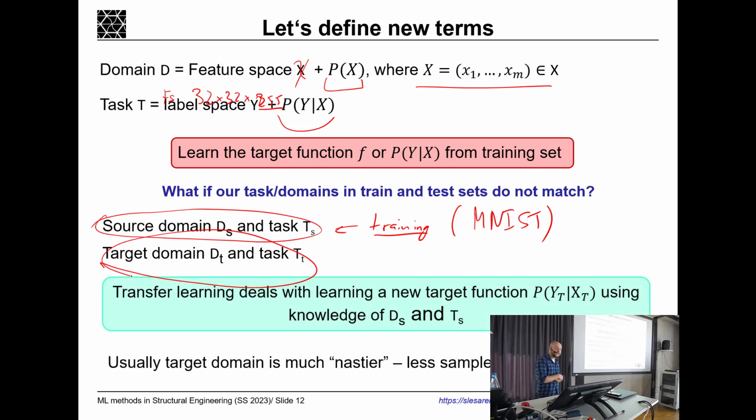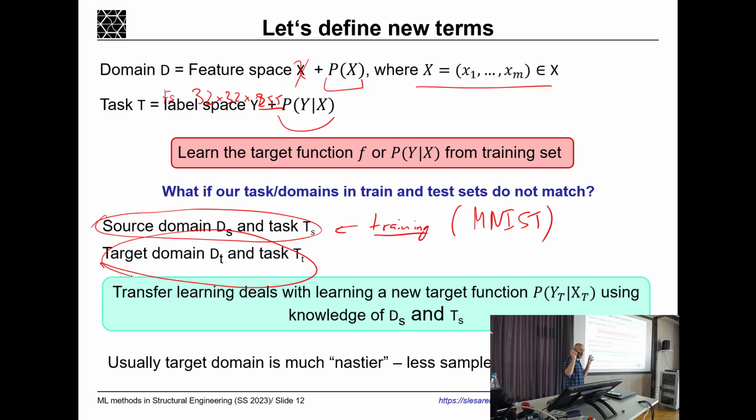Transfer learning deals with learning a new target function, applied to the target domain, using knowledge of the source domain and source task. Again, this is more or less a formal definition. And why are we usually doing that? Because the target domain is much nastier. You don't have enough samples there. Sometimes you don't have labels, and therefore you cannot use classical supervised learning on the target domain. So you train on something else, and then use this knowledge to help you in the target domain.